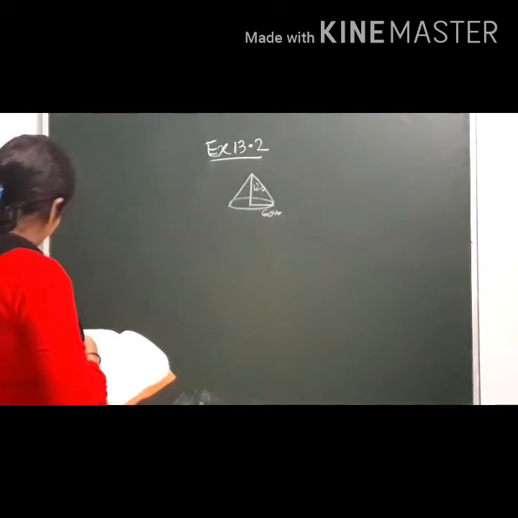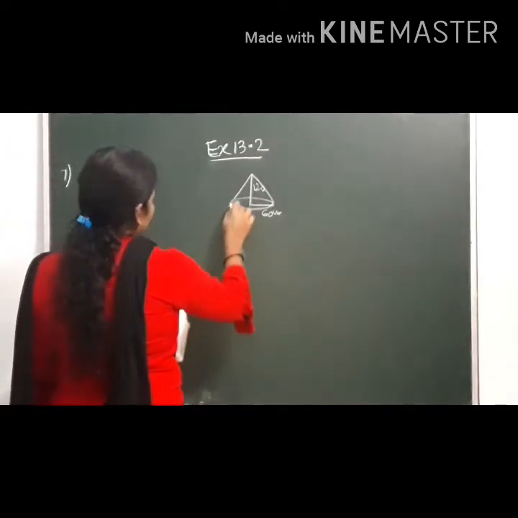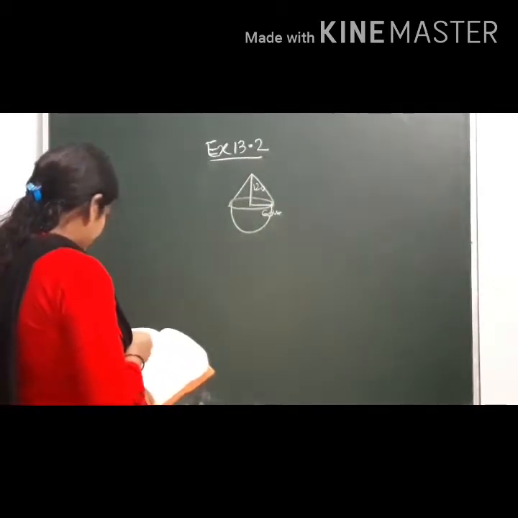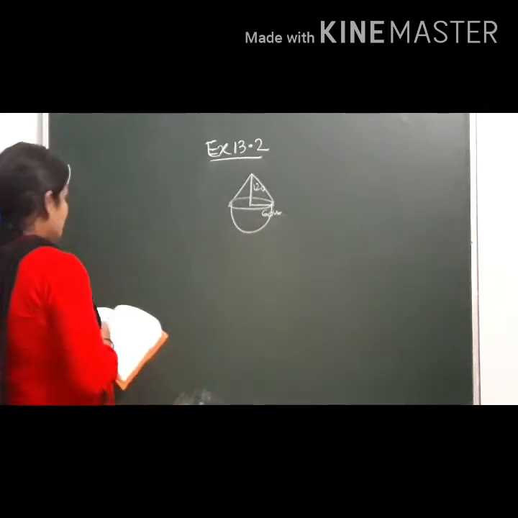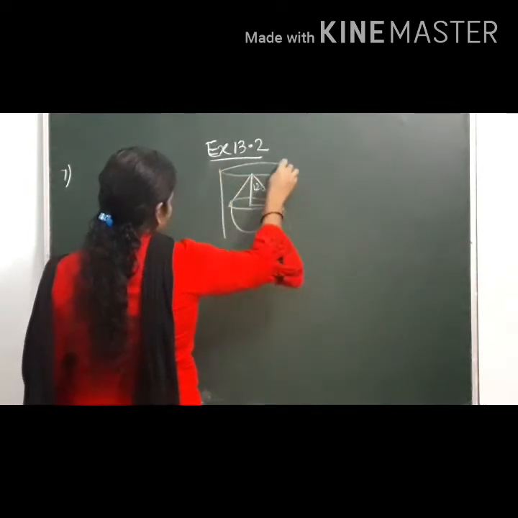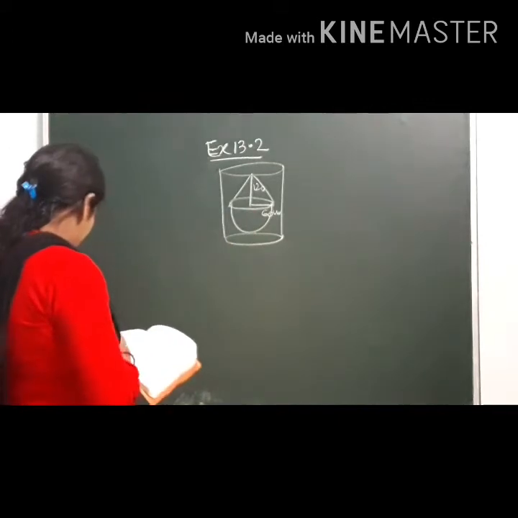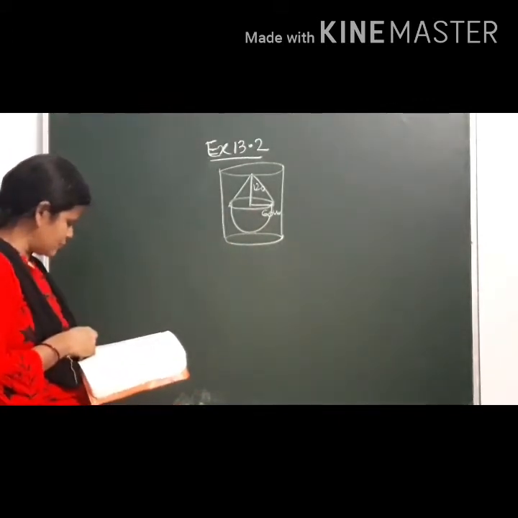And standing on the hemisphere of radius 60 centimeter is placed. This is the hemisphere, the same radius 60 centimeter, and it is placed upright in a right circular cylinder full of water such that it touches the bottom. So this can be put into the right circular cylinder. So it touches the bottom.